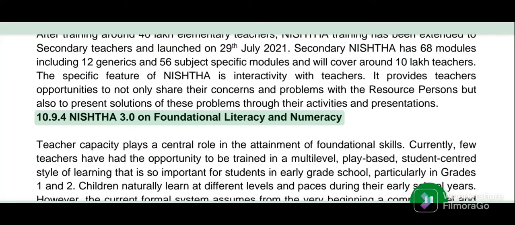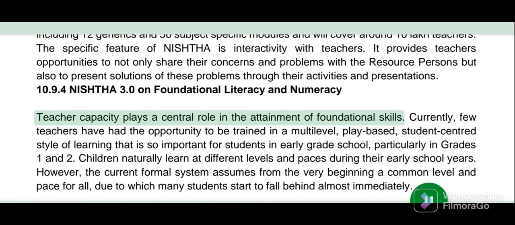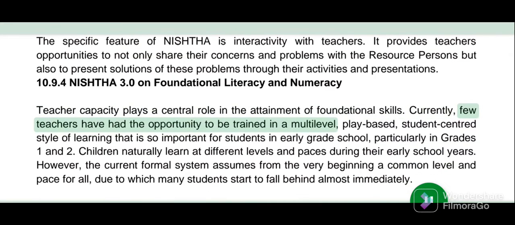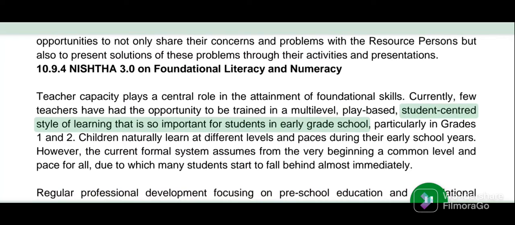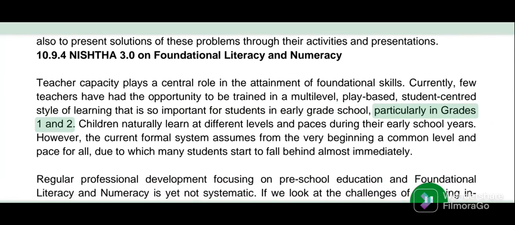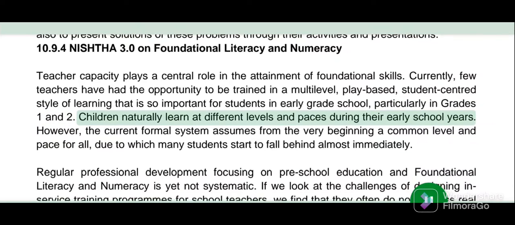10.9.4 NISHTHA 3.0 on Foundational Literacy and Numeracy. Teacher capacity plays a central role in the attainment of foundational skills. Currently, few teachers have had the opportunity to be trained in a multi-level, play-based, student-centered style of learning that is so important for students in early grade school, particularly in grades 1 and 2. Children naturally learn at different levels and paces during their early school years.